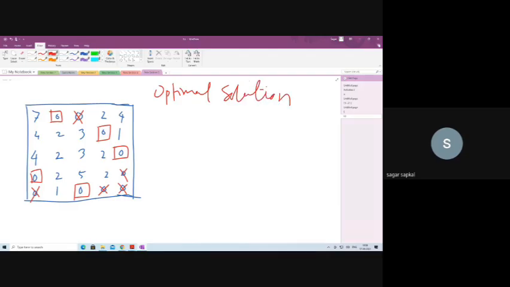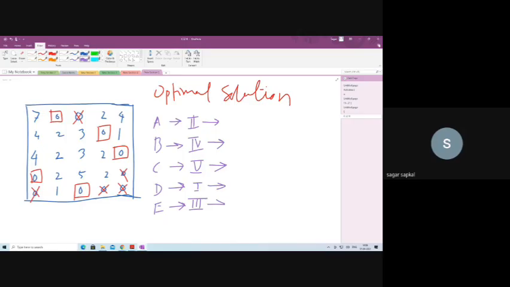Okay. And how we have made the assignment? A 2, B 4, C 5, D 1, E 3. No job is repeated, no employee is repeated.